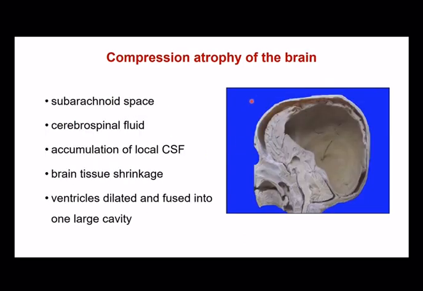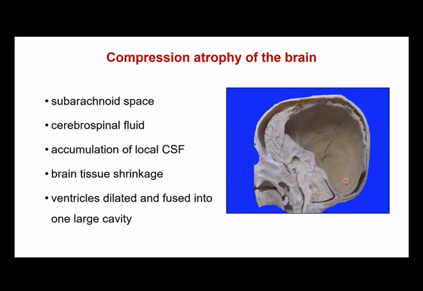This skull is cut along sagittal plane. You may notice there is something very strange. The brain tissue is almost gone, only a big cavity left in the skull. This is hydrocephaly. We know cerebrospinal fluid is circulating in subarachnoid space and ventricles. In some cases, for example, the inflammatory adhesions or tumor in subarachnoid space, it will block the circulation of CSF and leads to the accumulation of local CSF.